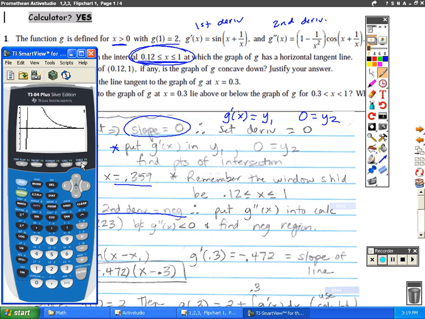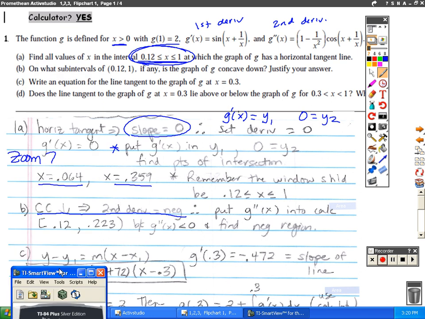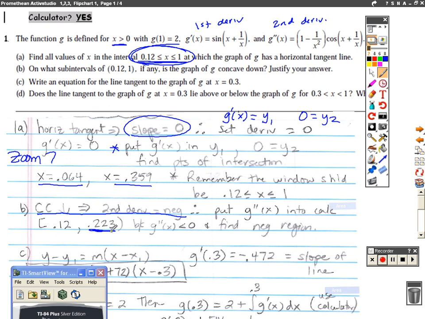And you can see that the function, or the second derivative, is negative starting at 0.12, and I need to find that point of intersection. So I'm going to do a second calc 5, again enter, enter, enter. And when I do, I will see that that second derivative crosses the x-axis at 0.233. Notice that I have my reason. I justified my answer. The second derivative is negative or less than 0 on that region, so I have my concave down interval.